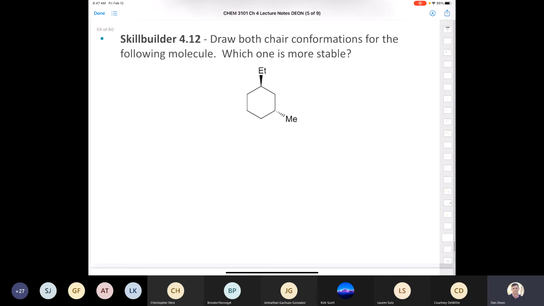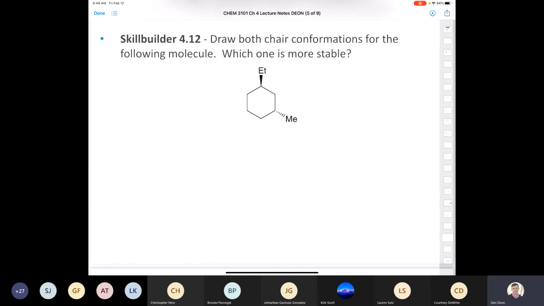So with that in mind, let's try a practice problem. Okay. It says draw both chair conformations for the following molecule, and which one is more stable. Now, before we do this problem, there's more than one way to draw a chair, to represent a molecule in a chair. It depends on what carbon you start on. So when you look at the answers in the solutions manual, yours might not look exactly like theirs, but you can still be right. And I'll try to explain that here.